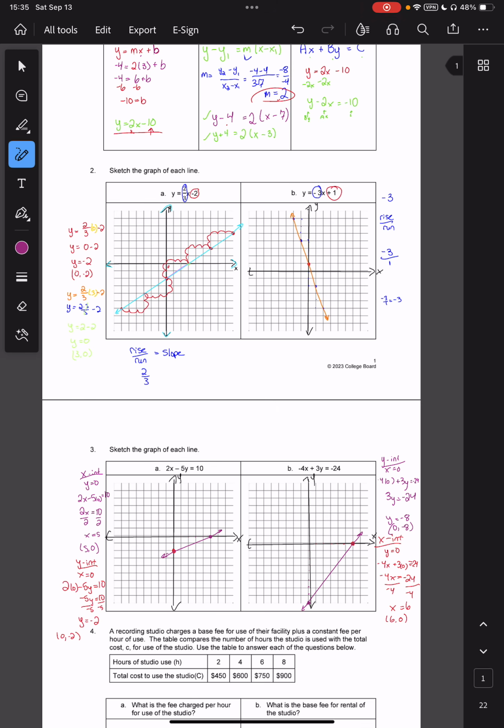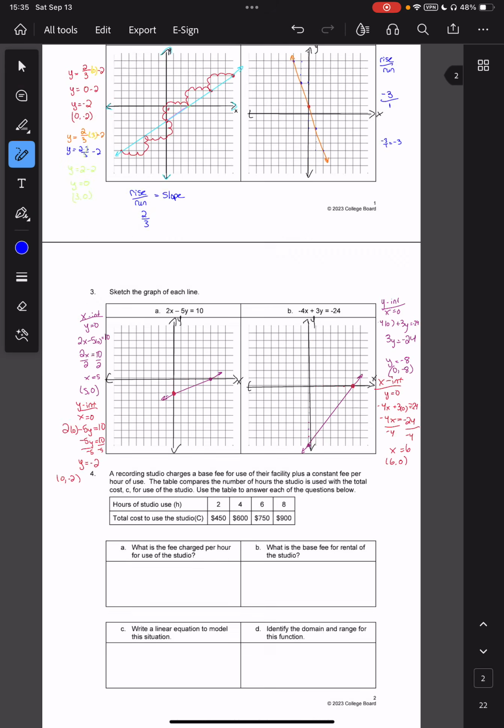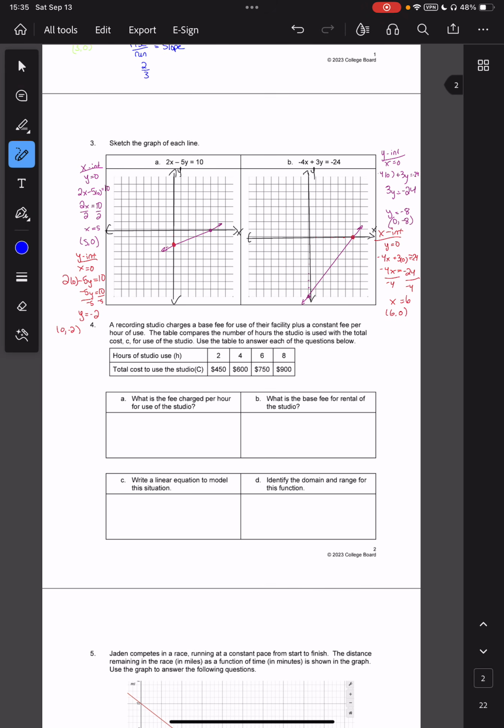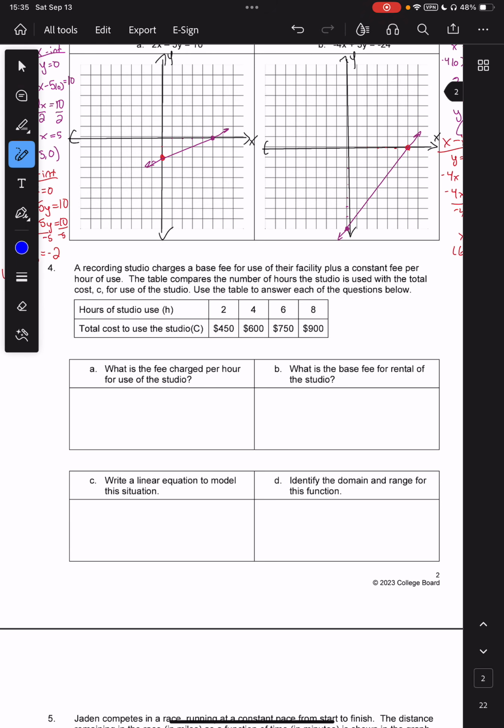Okay, so now let's move on to question number 4. Question 4 says that a recording studio charges a base fee for use of their facility plus a constant fee per hour of use. The table compares the number of hours the studio is used with the total cost C for the use of the studio. Use the table to answer each of the questions below.